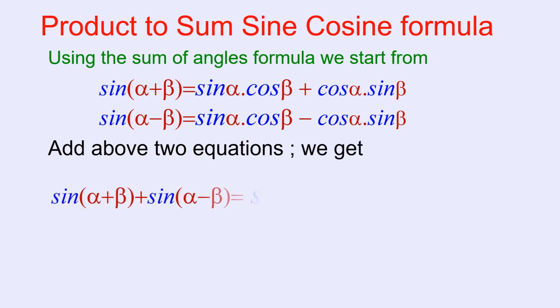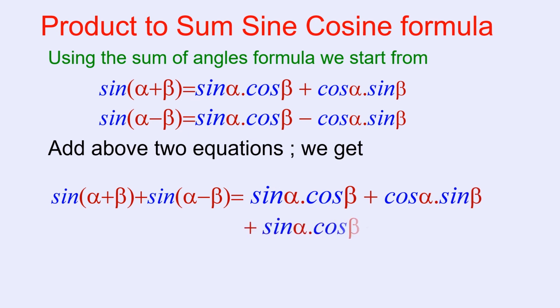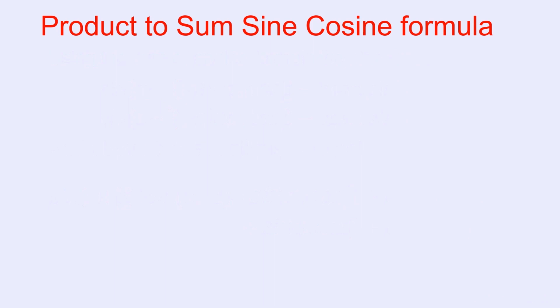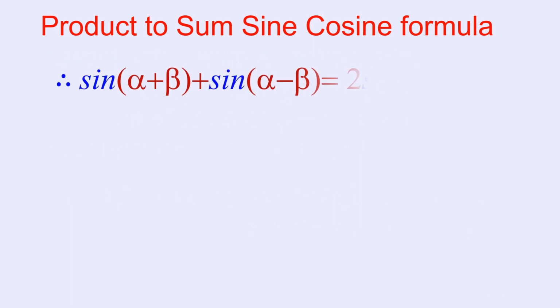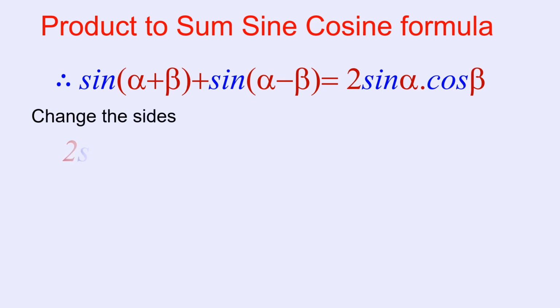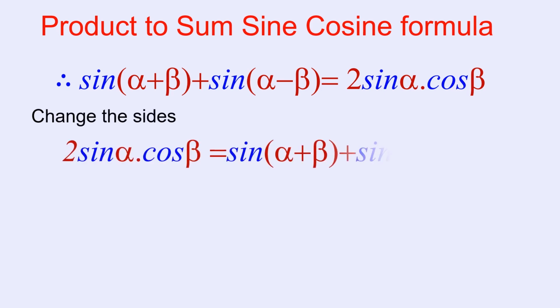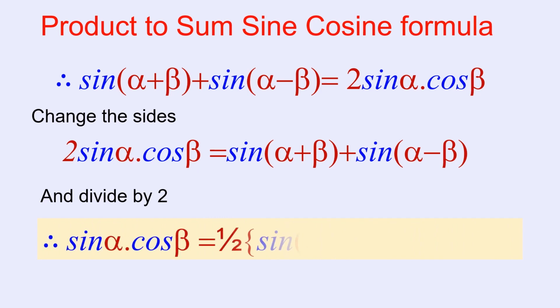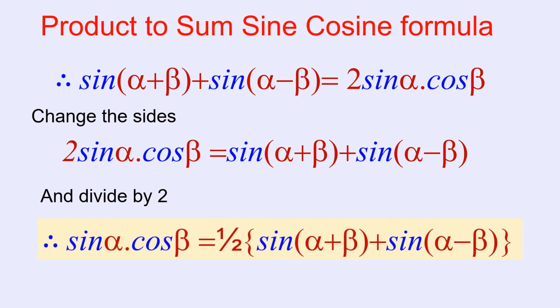Using the sum and difference of angles formula, we start from the formula of sine of alpha plus beta and that of sine of alpha minus beta. Adding two equations, we get sine of alpha plus beta plus sine of alpha minus beta equals 2 times cosine of alpha into cosine of beta. Change the sides and divide by 2, we finally get the required formula, that is, sine of alpha into cosine of beta equals half times sine of alpha plus beta plus sine of alpha minus beta.